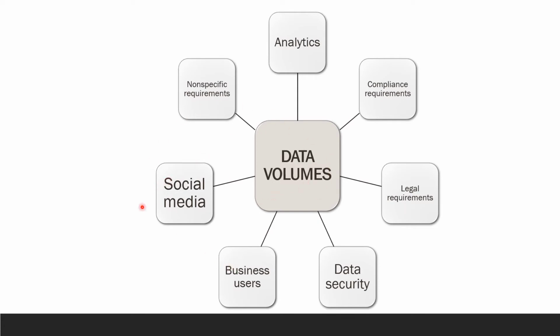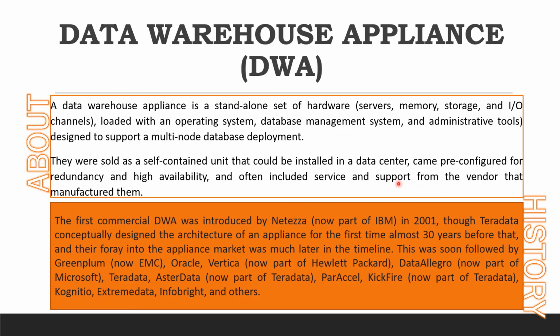Now let's talk about the technologies. We start with the first one, data warehouse appliance, which in short is a DWA. What is a data warehouse appliance? A data warehouse appliance is a standalone set of hardware, so it's separate. It has servers, memory, storage, input-output channels, all separate. It's plug and play. It's loaded with an operating system, database management system, and administrative tools designed to support a multi-node database deployment.